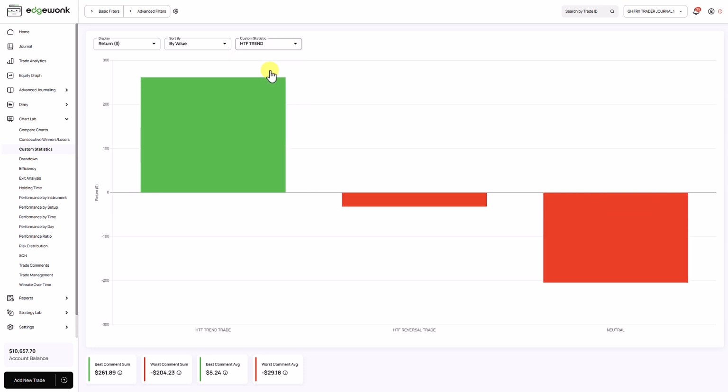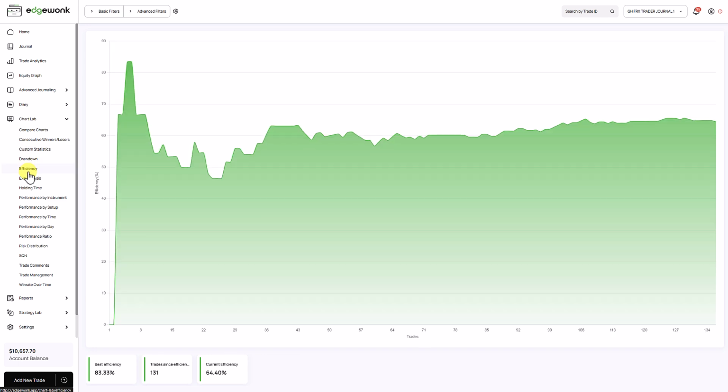We can go to the other ones. We have another negative performing custom stat, but only 7 trades. And the other custom stats also do not provide any meaningful information, which typically means a negative outlier where you have at least 20 to 30 trades to give you a good sample size. So let's go lower and make our way through the chart lab.